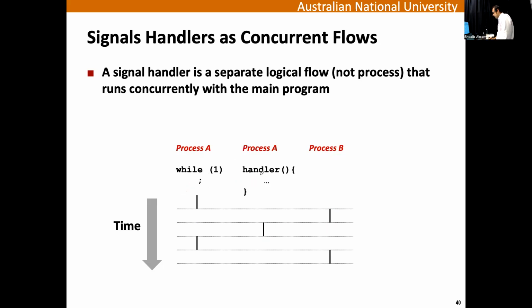The handler belongs to process A. So either the main program is running or the handler is running, but not both at the same time. And this is already an issue of concurrency. Your handler might do something that is then visible to the main program. You might have a global variable. So both need to synchronize, both need to know what is happening to those global variables.